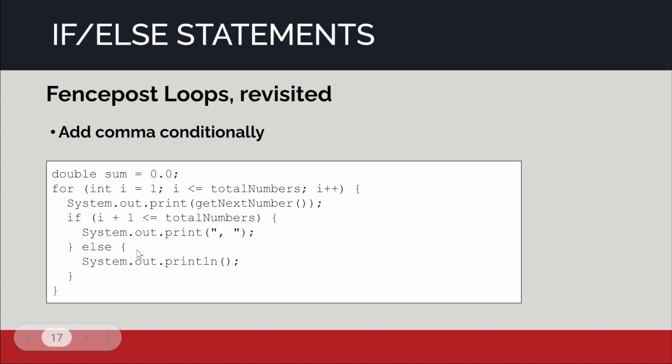If we are about to hit the very end of our list of numbers, then just print out a new line after we've printed out the number. And this code will work. This will do what we wanted, even for the case where there's no numbers. It'll just print nothing, which is what we expect.